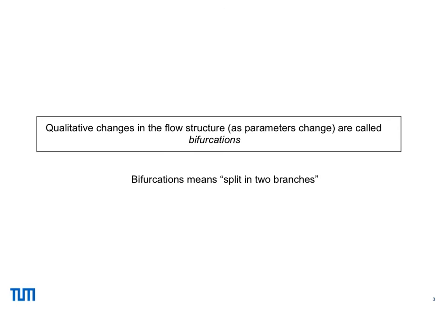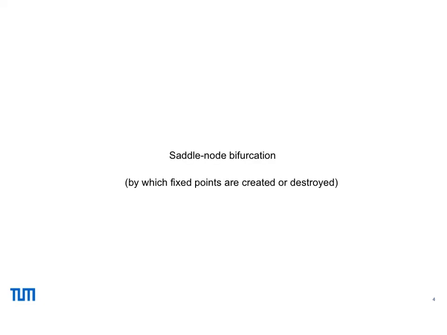Okay, so as I said in the introduction, now we are talking about qualitative changes. It's a change in the actual flow structure, so in the number of fixed points and the nature of the fixed points. And you can classify bifurcations by how the fixed points change in nature or in number. In here, this is a very important one.